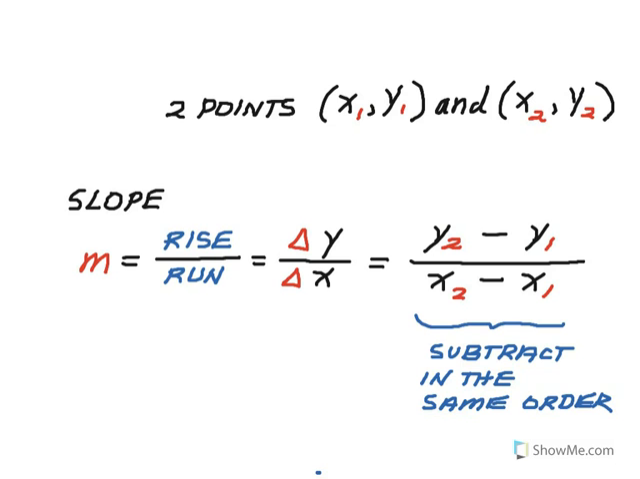We call the change in y, the vertical change, the rise, and we call the change in x, the horizontal change, the run. So it's just the difference between our two y coordinates divided by the difference between our two x coordinates. And we just have to make sure that we subtract the x coordinates and the y coordinates in the same order.